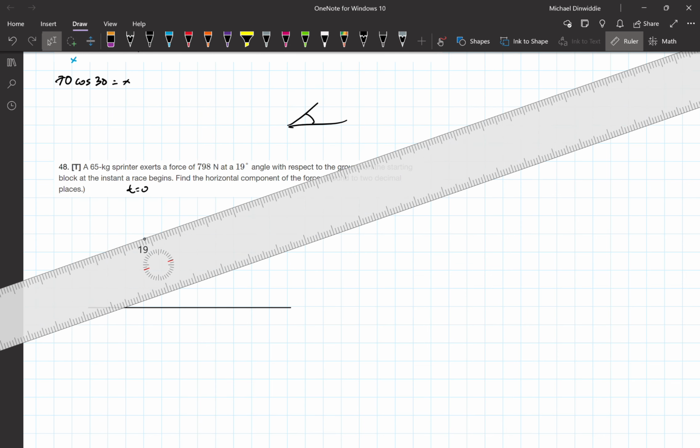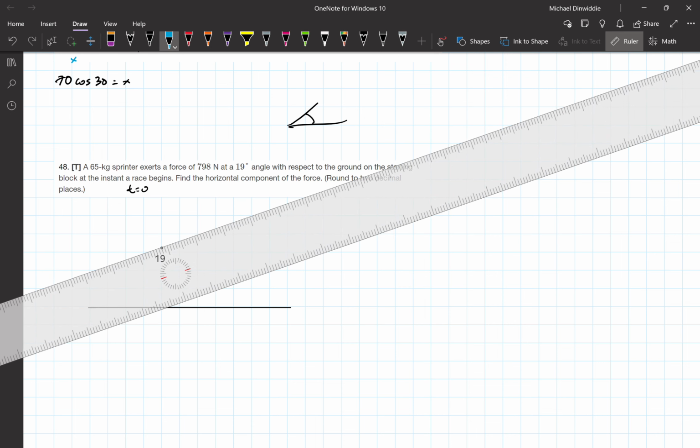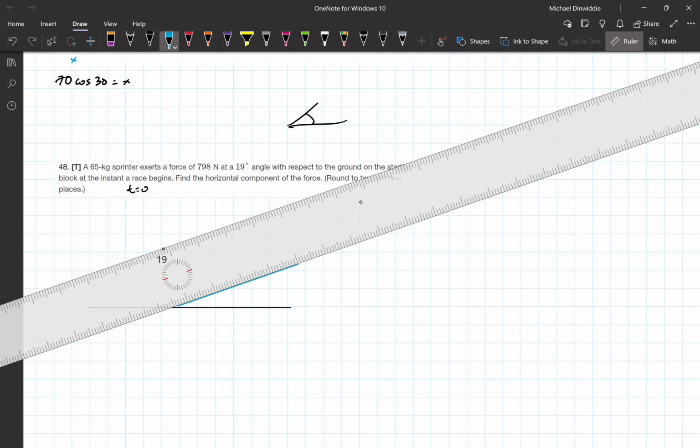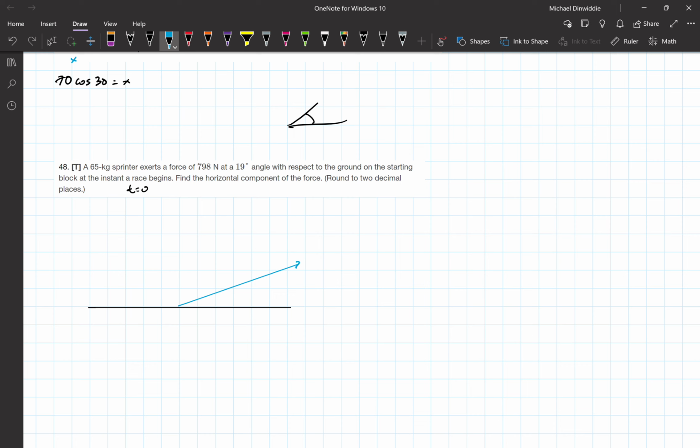What's really cool is that this ruler will give me that exact measurement here. It doesn't need to be exact, but I think it looks prettier when it's nice. 19 degrees, and this force F is equal to 798 newtons. All I'm drawing here is a picture of what's going on. That's all it is, a picture of everything that's going on here. And it says find the horizontal component of the force.